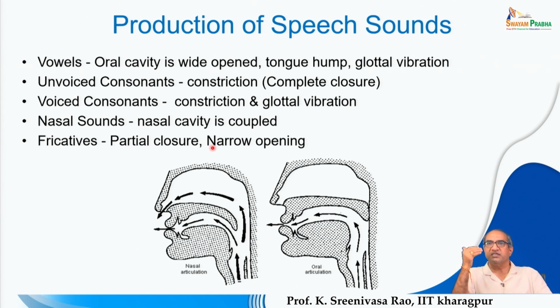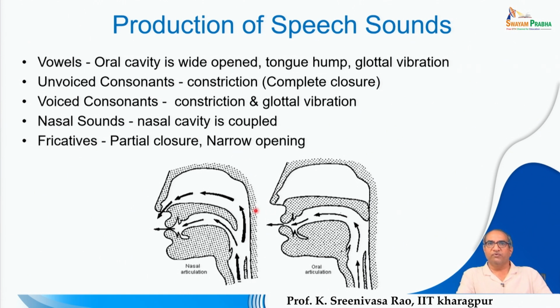Similarly, here sa, sha, ha in the reverse way, where for sa you have a narrow opening at the teeth. Sha has a narrow opening behind the teeth, somewhere in the retroflex or palate region, and ha is somewhere at the back where the velum is. So these are known as fricatives, a partial closure or narrow opening of the oral cavity or vocal tract at some place that acts like excitation.